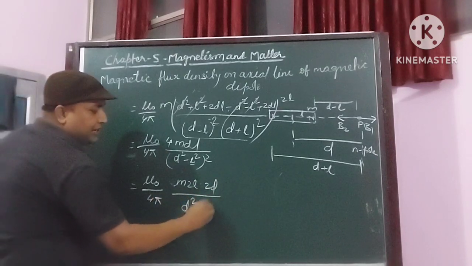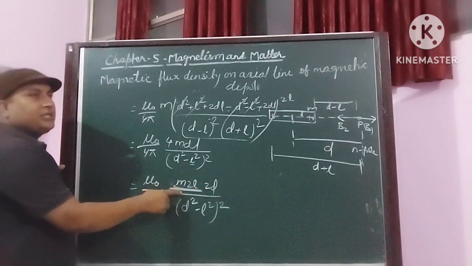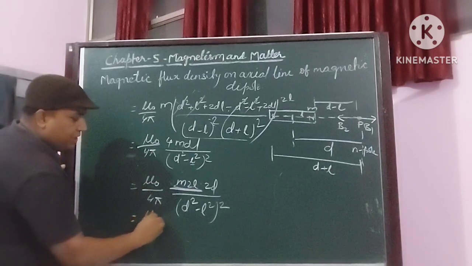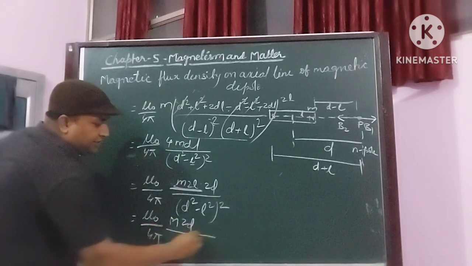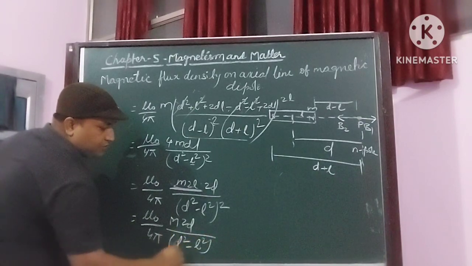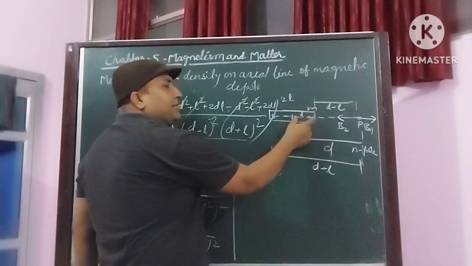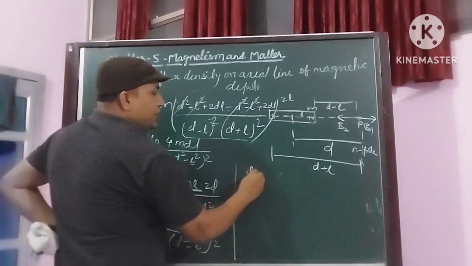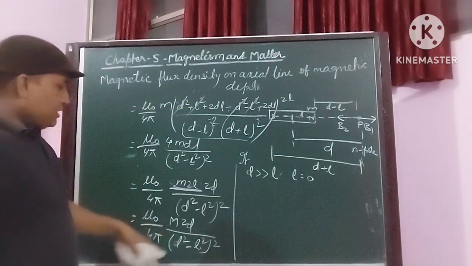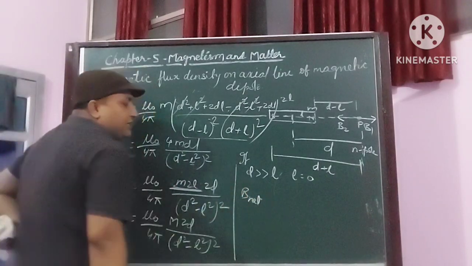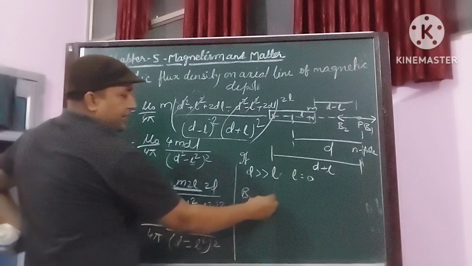2 twos are 4, and we just arranged it. And here d square minus l square whole square. What is the meaning of this? This one is the magnetic moment, and that is equal to mu 0 by 4 pi, capital M 2d divided by (d square minus l square) whole square. Now think that d is very much bigger than L, so L equal to 0 we can count. In that case, what is the new result? B net, the magnetic flux at point P due to this north and this south pole.